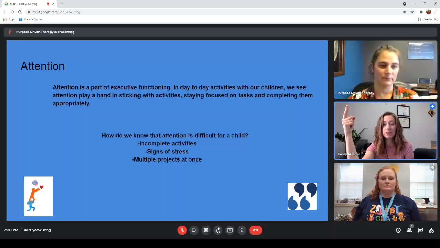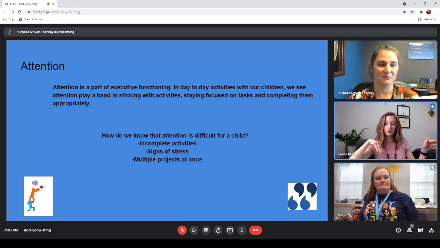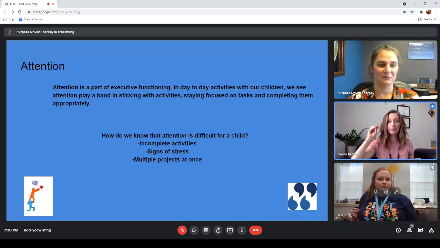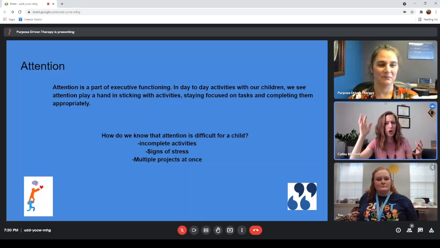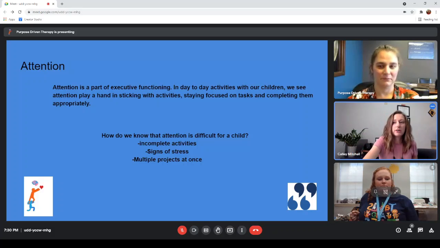Again, incomplete activities, signs of stress. That's going to be different for every child. They're doing multiple projects at once, right? Maybe they have Legos and they have a train set and they're mixing slime or goo or whatever we're calling it now. They're doing so many things and none of them are really done, but they're still really interested in all of them, right? We might need some support in terms of attention.